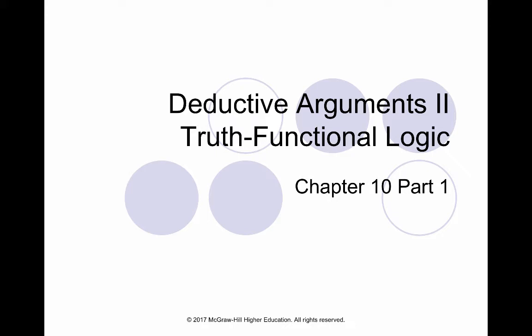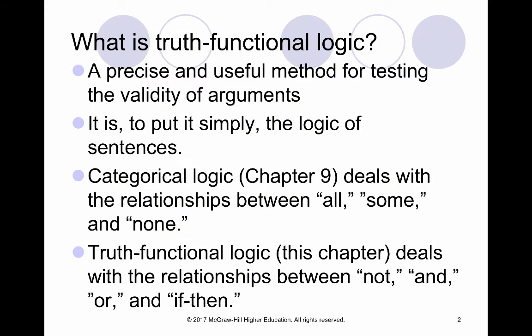Okay, let's get started on truth-functional logic. Despite the power and rigor of categorical logic, which we learned about in chapter 9, its methods really only apply to syllogisms in which each of the two premises can be translated into a standard form categorical claim. It doesn't work to evaluate the validity of other types of deductive argument structures.